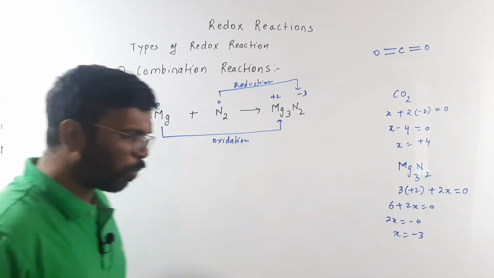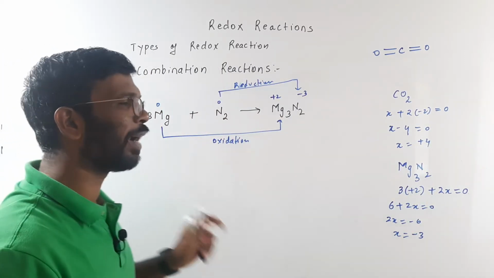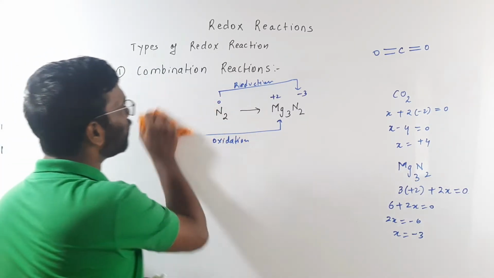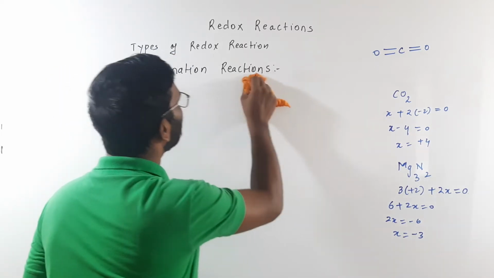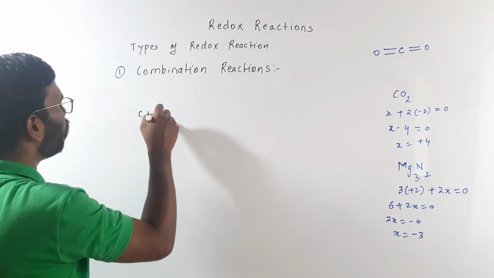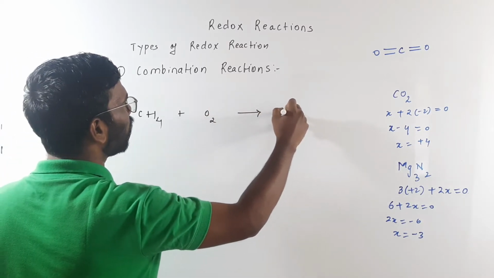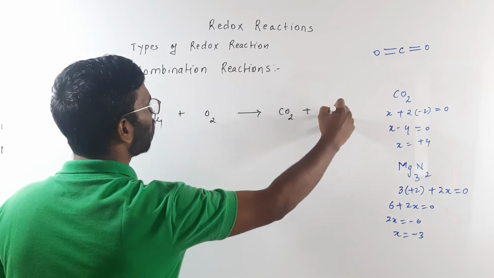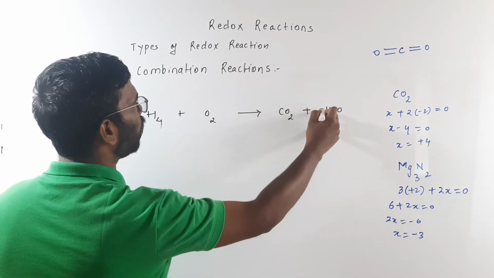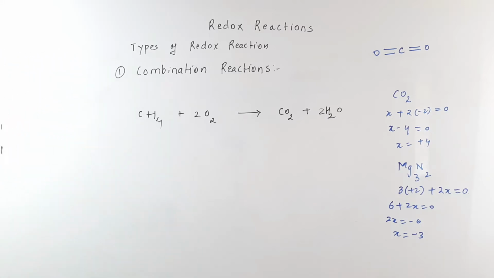Right, we can consider one more example. It is not always that a combination reaction means two reactants get combined and only one product forms. I can give you one more example of a combination reaction: burning of methane in the presence of oxygen. This gives carbon dioxide plus water. If I balance this, I'll put 2 over here, and this is the balanced chemical equation.